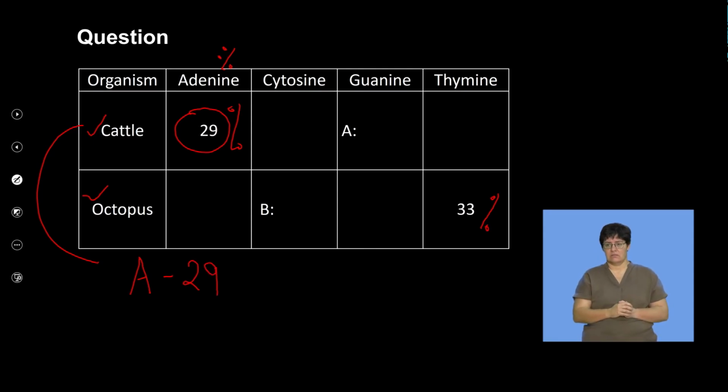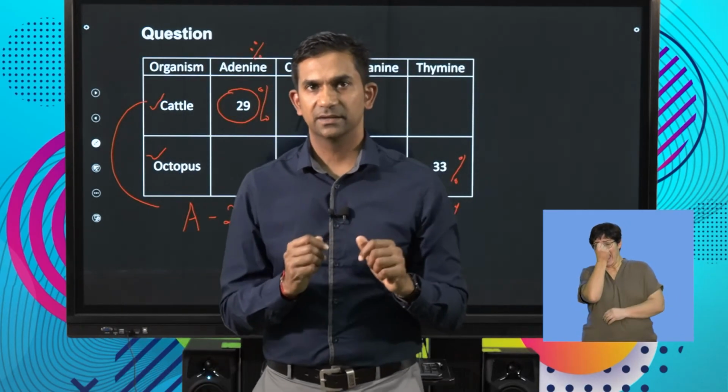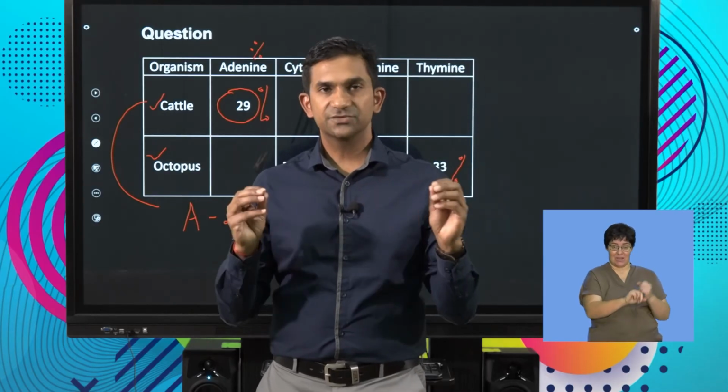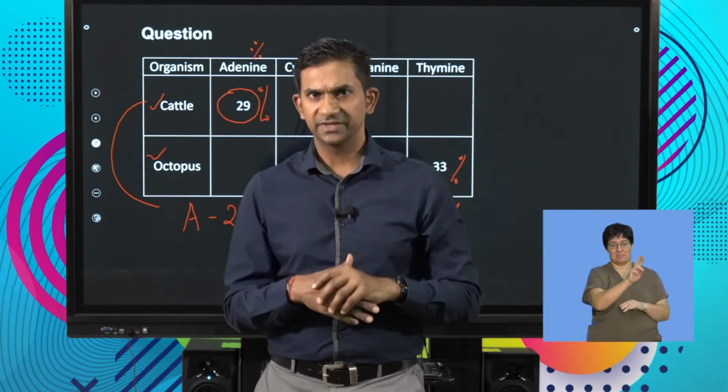If we look at the octopus, and that's given to us here, where we see that thymine is indicated as a percentage of 33%. Now guys, it's important that we pause at this point, and using our understanding of the complementary base pairs, let's try and link the rationale for solving this out.